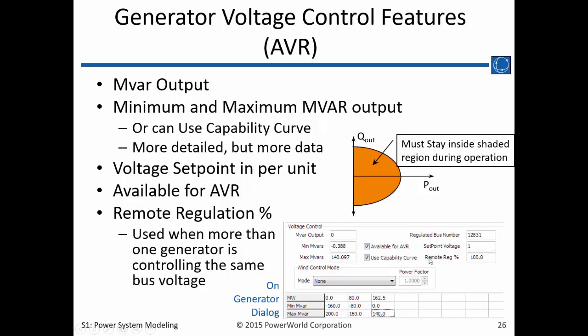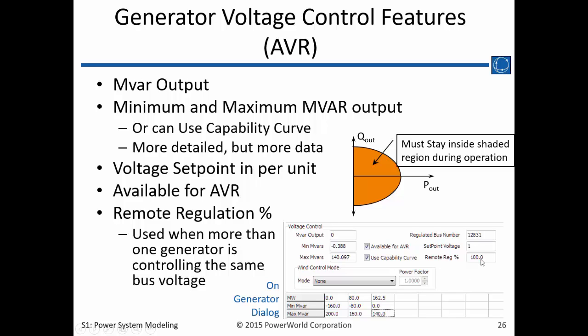You also provide a voltage set point in per unit, and this voltage set point is what dictates how the generator determines what VAR output to inject into the system in order to maintain that voltage, and you specify where that voltage is to be maintained. So in this example, the regulated bus is 12,831 and its set point voltage is 1 per unit.